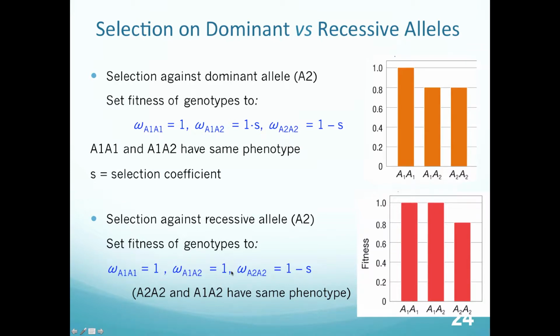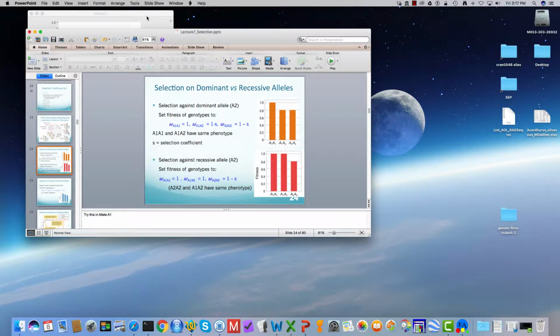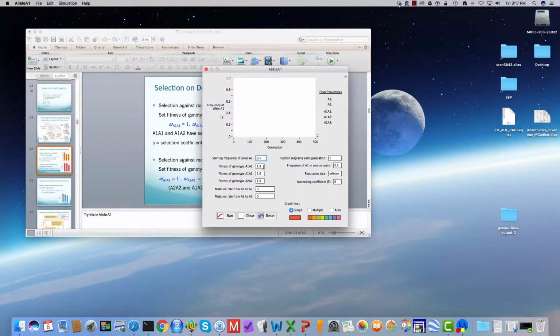So we can simulate this in our simulator, allele A1. If we want to simulate selection against a dominant trait, we can set the fitness of A1A2 to 0.8 and the fitness of A1A1 to 0.9 and run that. And we see that against a dominant trait, the trait is almost immediately eliminated from the population within about 50 generations. That's very quick in evolutionary timescales.